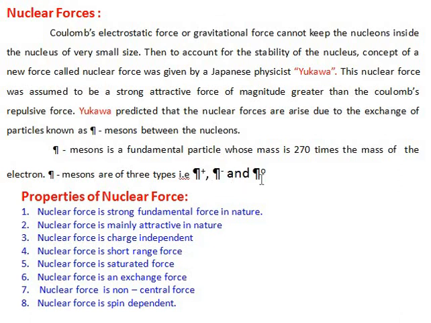Here, dear students, nuclear force, you already studied all those things. Coulomb's attractive or repulsive force or a gravitational force cannot keep these nucleons inside the nucleus in a very small size, so tightly bound. So it made the physicists think about the nuclear forces. Hence Yukawa predicted a strong attractive force of magnitude greater than the Coulomb's repulsive force arises inside the nucleus, due to the exchange of the particles known as pi mesons. These things you already studied, I hope.